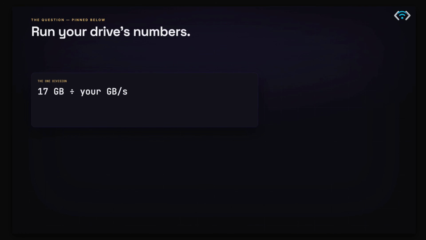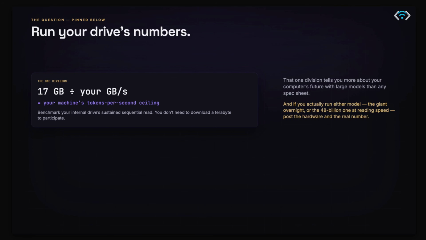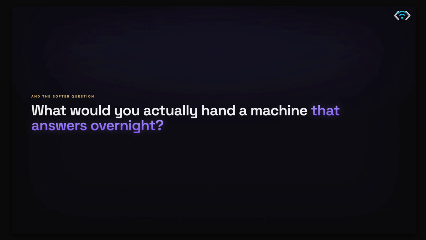Run your drive's numbers. You don't need to download a terabyte to participate. Benchmark your internal drive's sustained sequential read, divide 17 by it, and post the tokens per second ceiling your machine would have. That one division tells you more about your computer's future with large models than any spec sheet. And if you actually run either model, the giant overnight or the 48 billion one at reading speed, post the hardware and the real number, because a public map of this is worth building and nobody has built it.